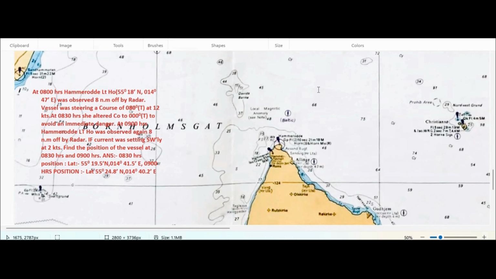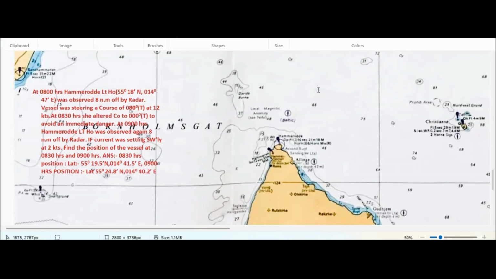If you read this question, it is a little different type, because in the last question we did two position circles from two different lighthouses at two different times. But here, the position circle is from the same lighthouse, same distance, but two different times. At 0800 hours, Hammerod light was observed 8 miles off by radar. Vessel was steering a course 080 degrees true at 12 knots. At 0830, she altered course to 000 to avoid an immediate danger. At 0900 hours, Hammerod light was observed again 8 miles off.